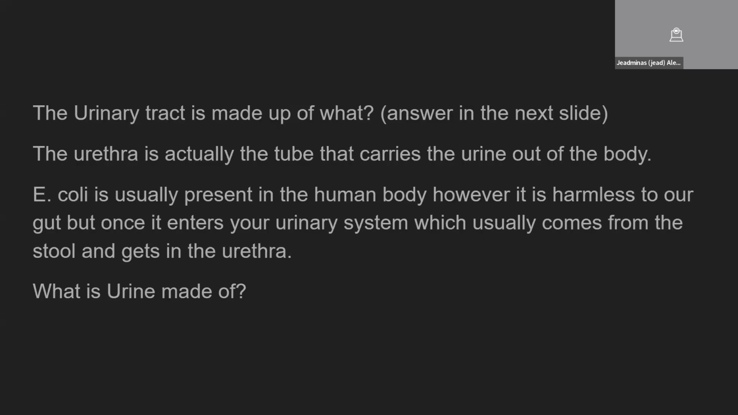E. coli is usually present in the human body. However, it is harmless to our gut. But once it enters your urinary system, which usually comes from the stool, and gets in the urethra. Now, what is urine made of? Urine is made of water, salt, chemicals, and other waste. Even unhealthy urine can host a variety of bacteria, except for E. coli.